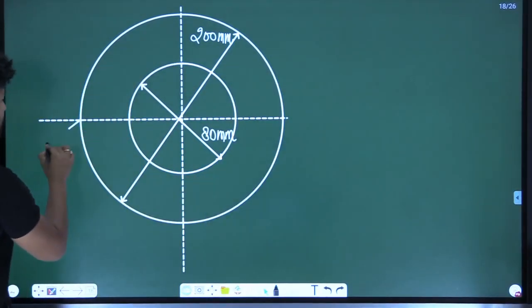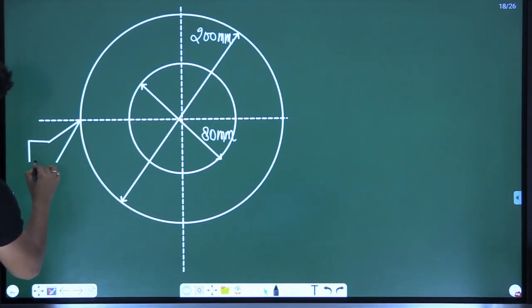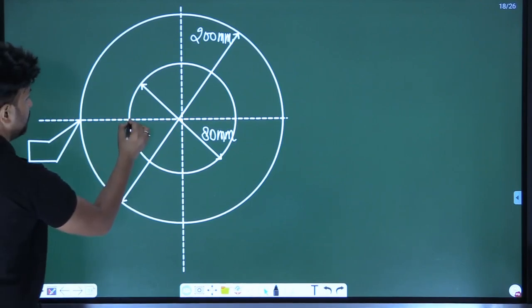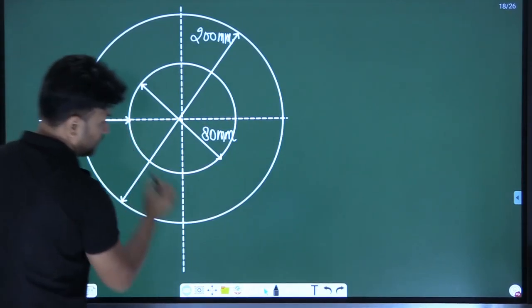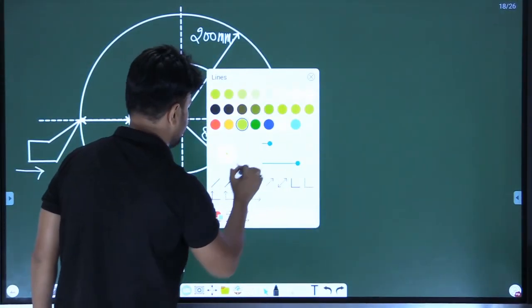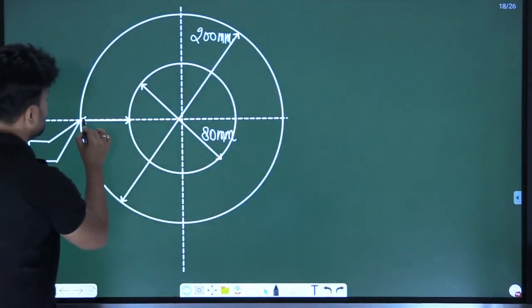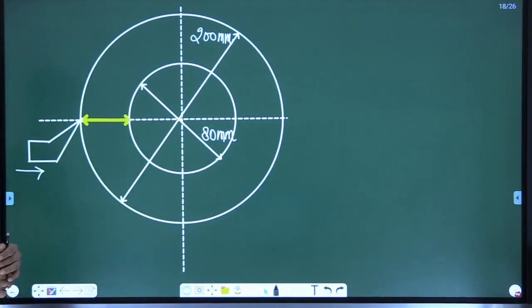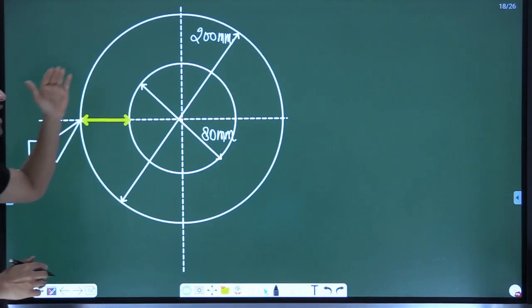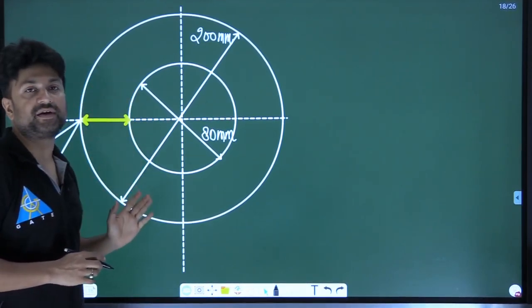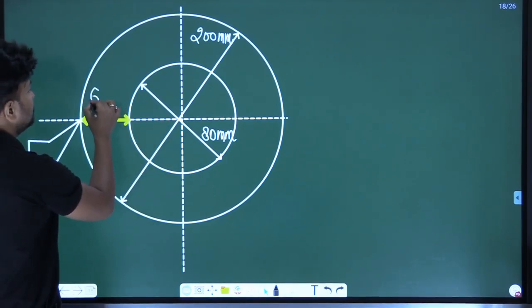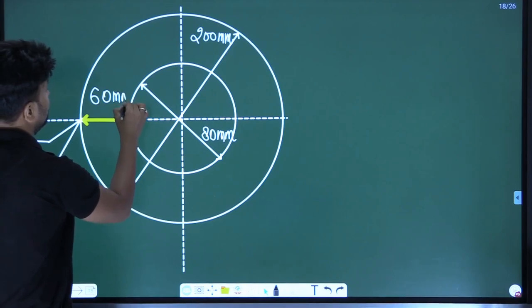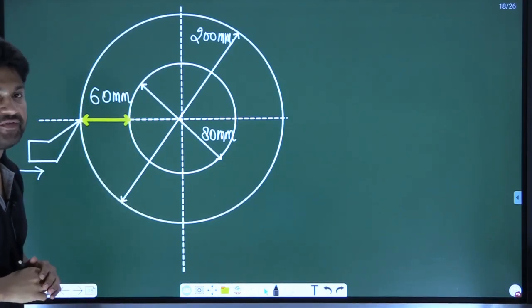You are moving your tool from here to only up to here. The displacement of the tool, or the machining length of the tool. Please be focused on what I am saying. The half of 200 is 100, half of 80 is 40. So 100 minus 40 comes to 60. So my dear, this is the machining length in the facing operation.